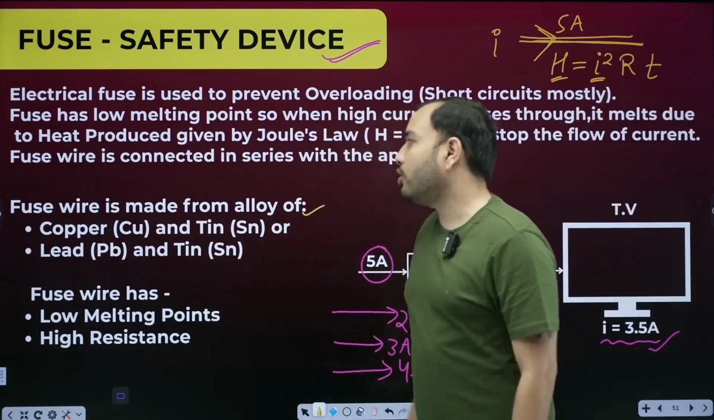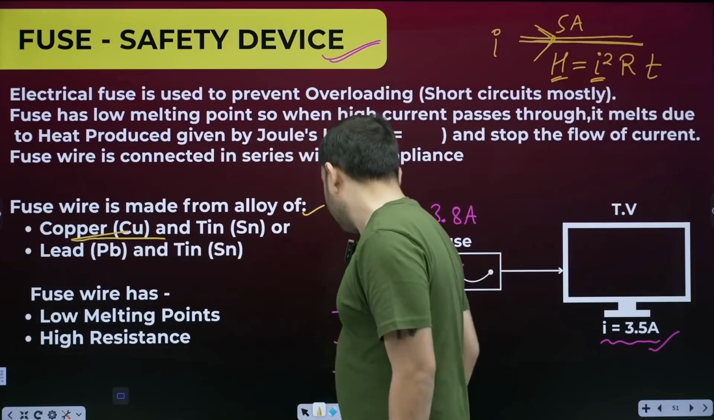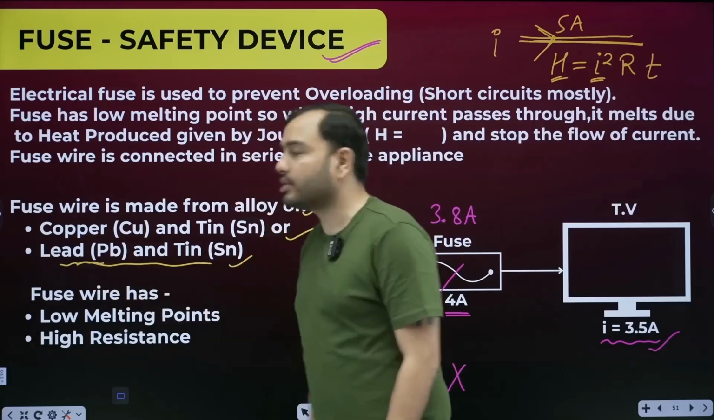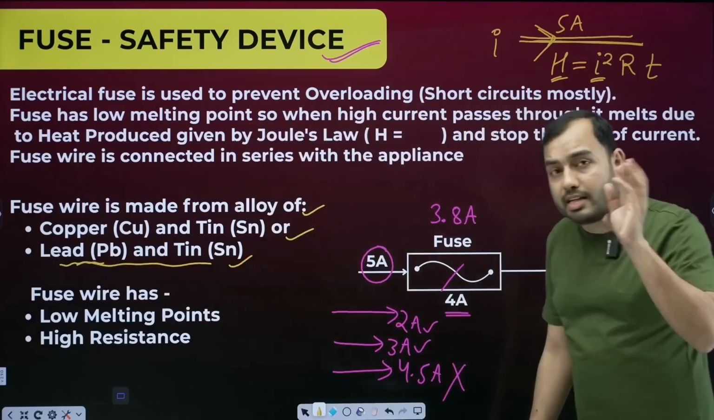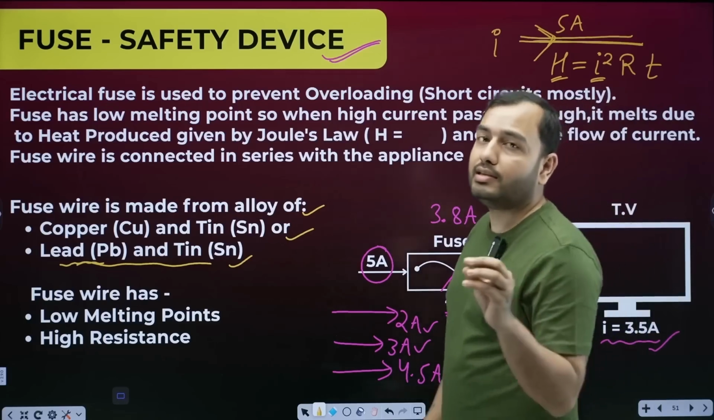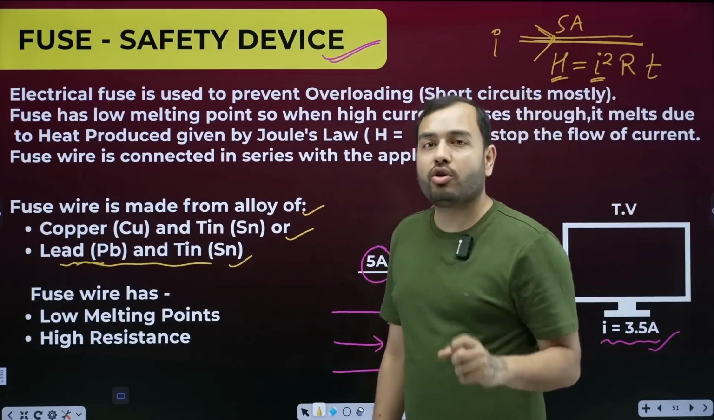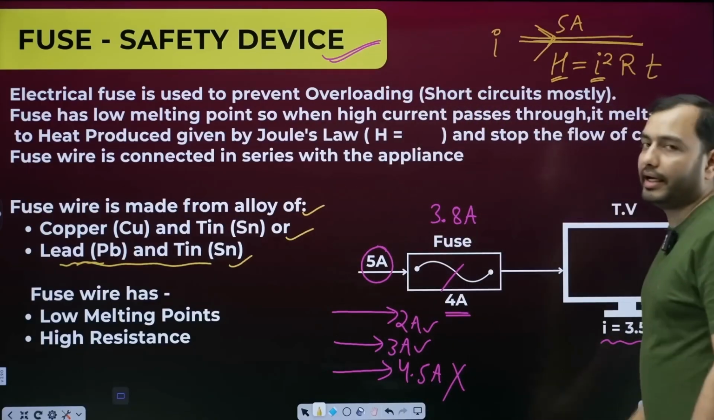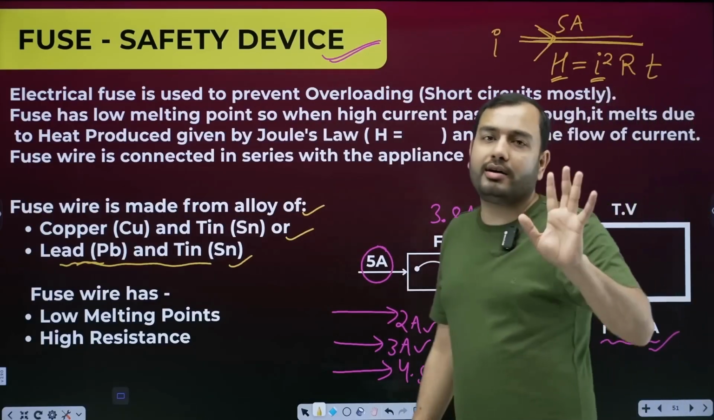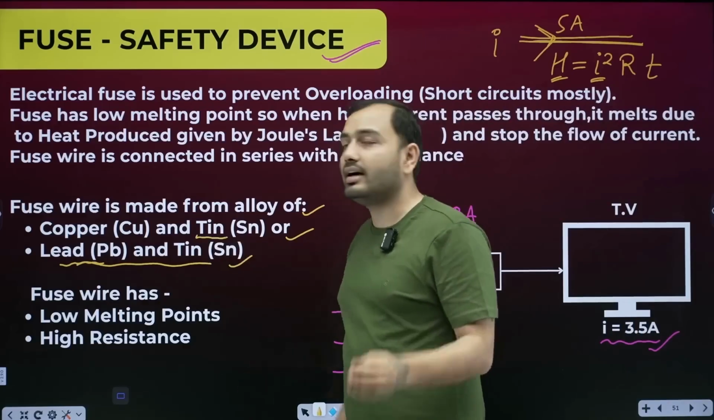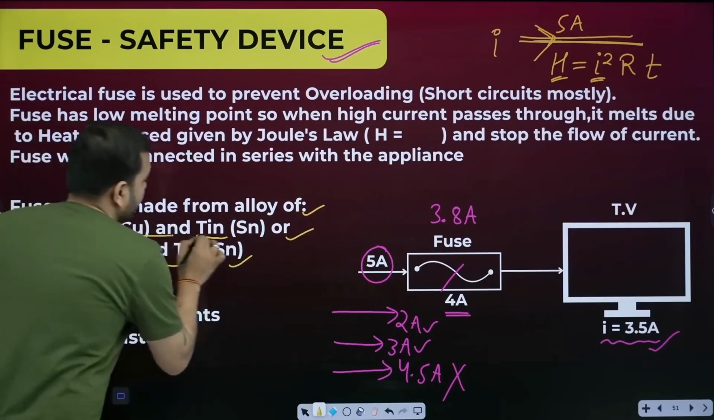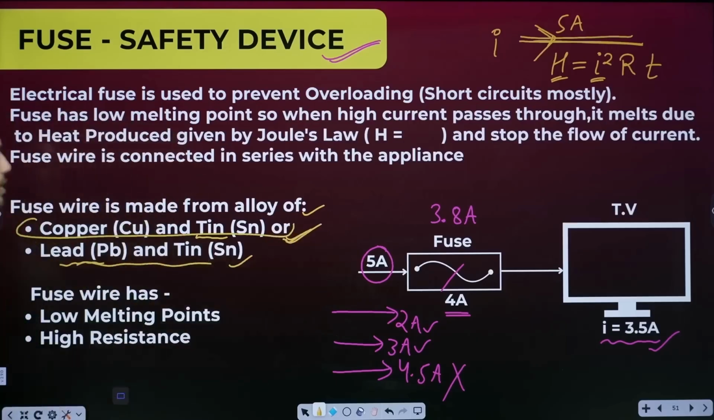Fuse wire is made of an alloy of copper and tin, or lead and tin. Lead is a very poor conductor. Fuse wire is never made of pure copper. Suppose they ask in an exam, why is fuse wire not made of pure copper? Because copper is a very good conductor, it would pass all the current. Fuse wire is made of a poor conductor. Make such an alloy, tin is put. Tin is a poor conductor. They put lead and tin. This is given in the NCERT, so memorize it. Fuse wire is made of copper and tin or lead and tin. You can write whatever you want.